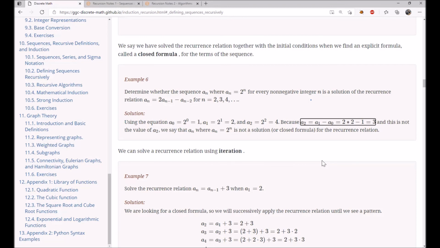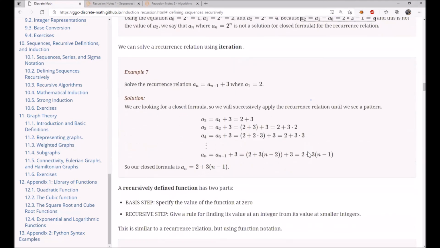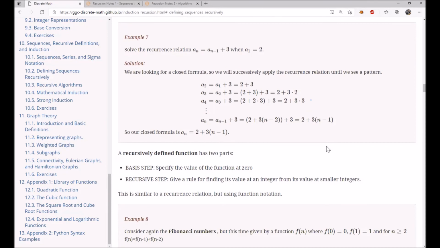And at the end of the video, again, I have some worked examples, and there'll be some linked in the notes as well. Now, we can solve a recurrence relation using a process called iteration. So suppose we want to solve this: a_n equals a_(n-1) plus 3, starting out where a_1 equals 2.